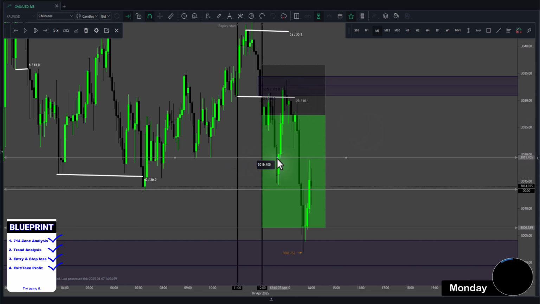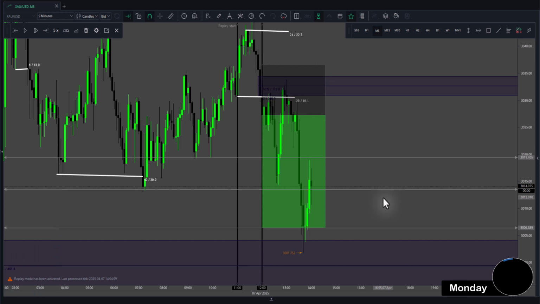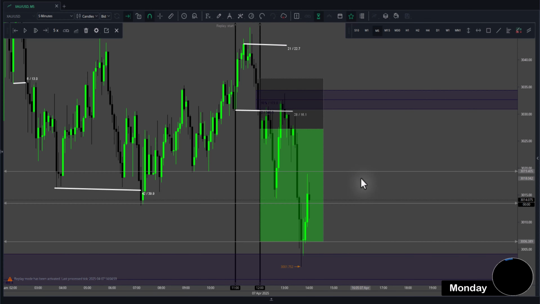And we targeted this as our first TP, second TP, and third TP. So that is the blueprint. When you use this every single day, trust me, the 714 method is going to be very, very simple for you, because sometimes you don't even really need to enter into the trade. You just have to avoid it and enter into a different trade, right? Meaning reverse it, which is the reverse 714 method, right? So that was just it on Monday.